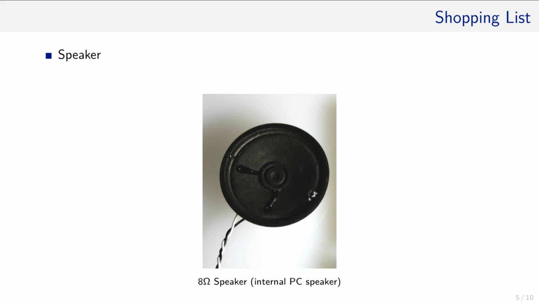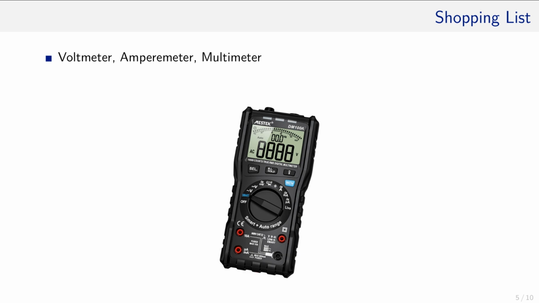Somewhere in this course is hidden a fun exercise where your ATmega learns how to say something. For that, you will need a speaker. A cheap internal speaker that was in PCs in early days is perfect. And last but not least, you will need a multimeter to measure voltage and current.